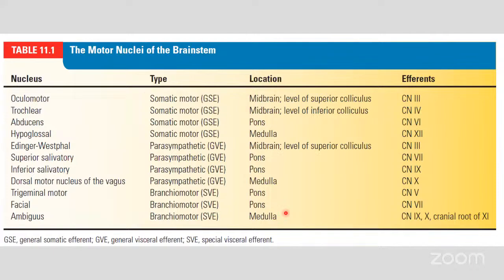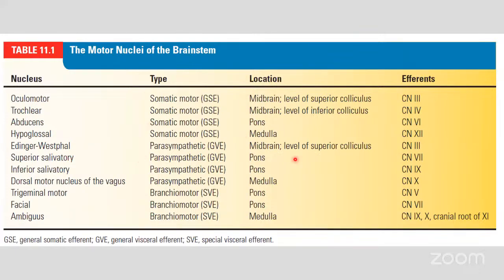The major motor nuclei of the brainstem are the 3rd and 4th cranial nerve nuclei in the midbrain. The 3rd cranial nerve oculomotor nucleus lies at the level of the superior colliculus. The 4th cranial nerve motor nucleus lies at the level of the inferior colliculus. The abducens nucleus lies in the pons, while the hypoglossal nucleus, the motor nucleus, lies in the medulla.